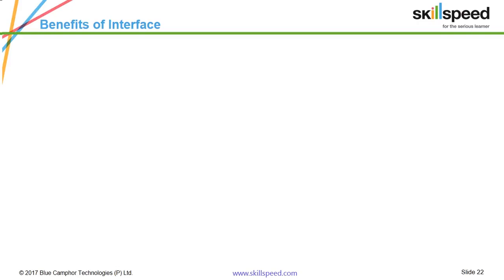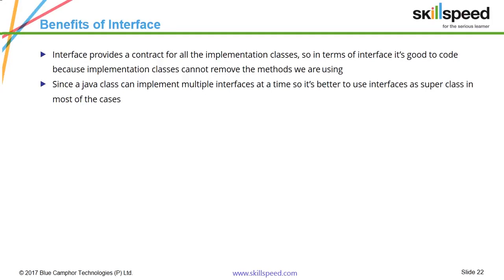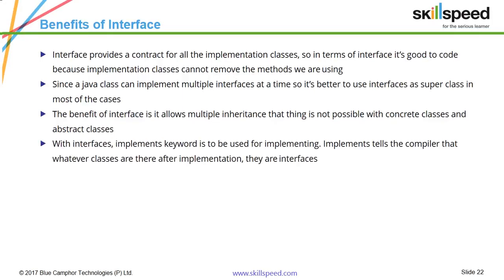What are the benefits of having interfaces? An interface provides a contract for all the implementation classes. So, in terms of interface, it's good to code because implementation classes cannot remove the methods we are using. Since a Java class can implement multiple interfaces at a time, it's better to use interfaces as superclass in most of the cases. The benefit of interface is that it allows multiple inheritance, which is not possible with concrete classes and abstract classes. With interfaces, the implements keyword is to be used for implementing.